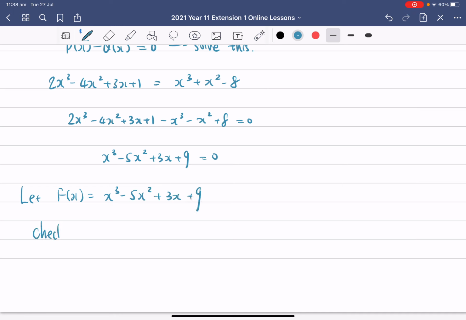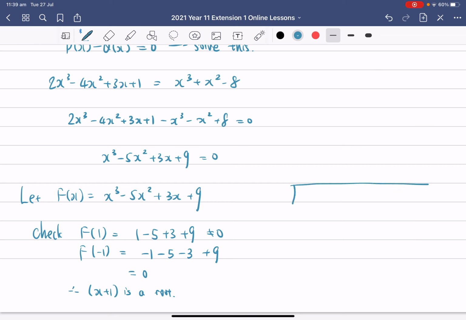We're going to check f1. I don't think that's equal to 0. Okay, check f negative 1. All right, perfect. That is equal to 0. So therefore, x plus 1 is a root. Now you can check more if you want to, but I've just decided to do a long division. It's totally up to you if you want to check more or not. I just have a habit, for the power 3, I'll just find one solution and then I'll perform long division.